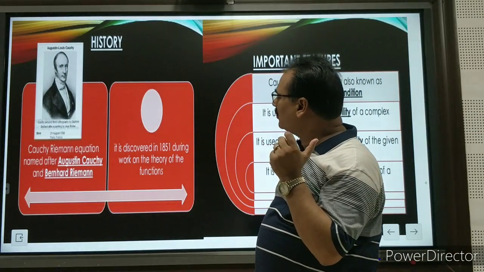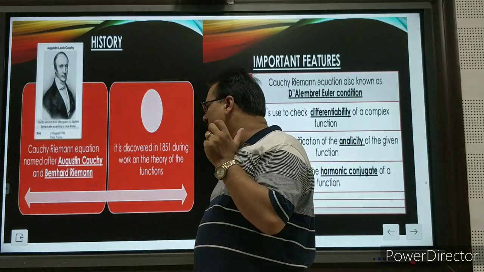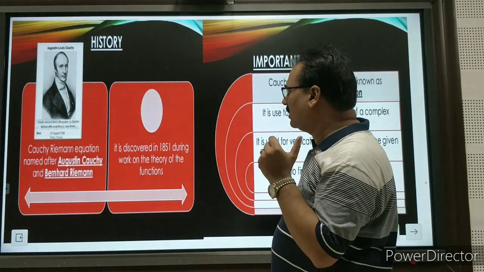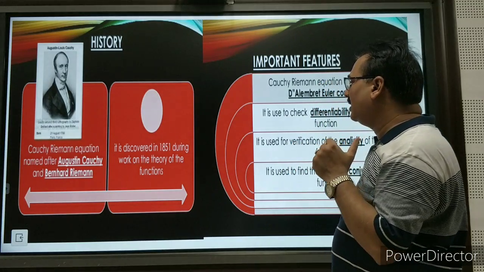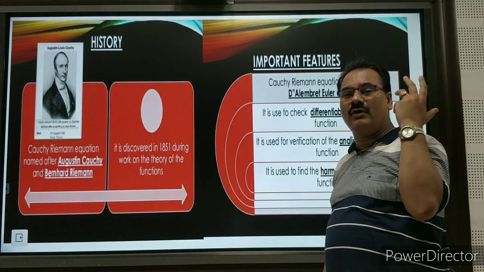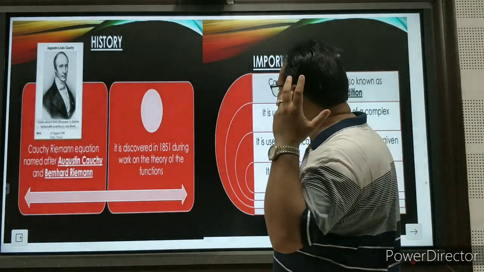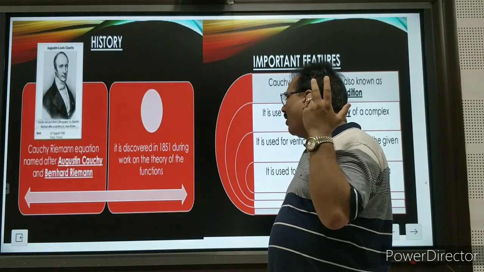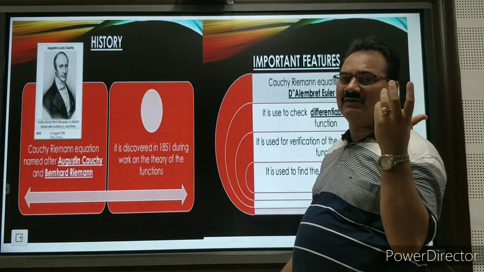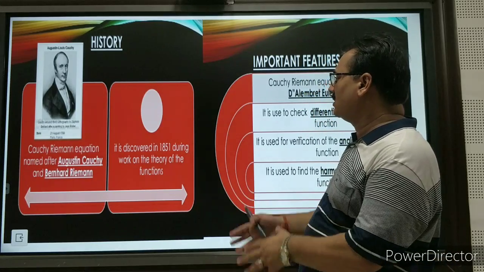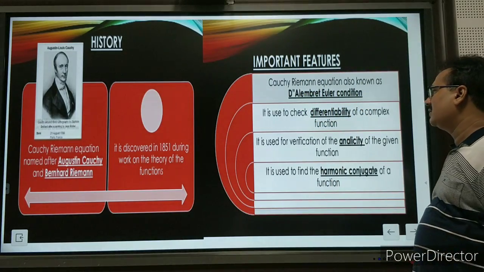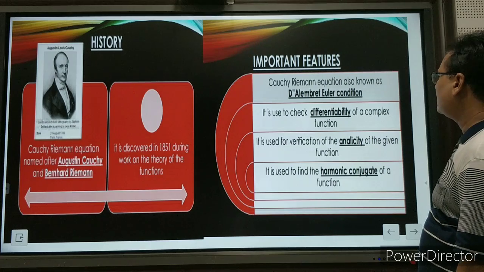Just to go through the history, the Cauchy-Riemann equation is named after A. Cauchy and B. Riemann. It was discovered in 1851, during work on the theory of functions. So with the names of both mathematicians, we call it the Cauchy-Riemann equation. Sometimes we say it is D'Alembert-Euler's condition.